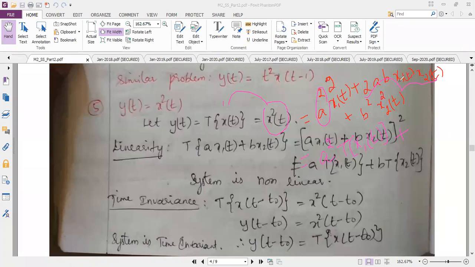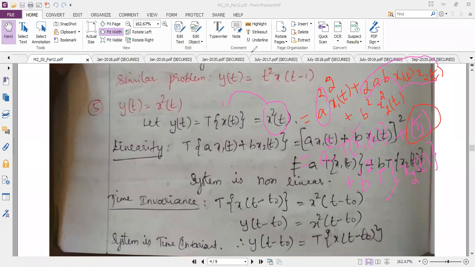The second term is an extra term which we are getting here. Because of the extra term, the second term, my last term is b square T of x2 of t. As per the formula of linearity, at the right hand side, I should have only a into T of x1 of t plus b into T of x2 of t. But here I am getting a square, b square, and as well I am getting an odd term. Which is the odd term? The 2 into ab x1 of t into x2 of t.